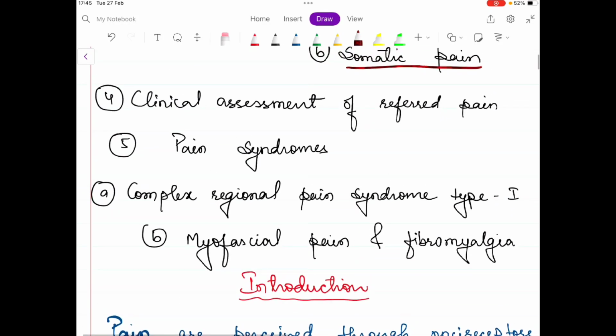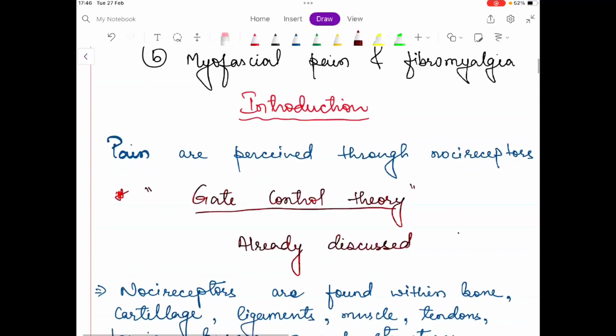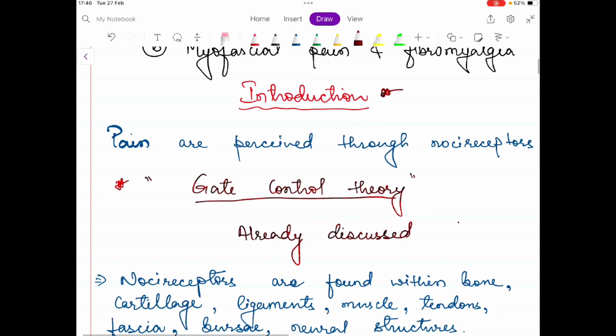And then we will learn about the clinical assessment of the referred pain. Then we will talk about the pain syndromes. There are 4-5 pain syndromes that we are going to deal with in this video. So first things first, introduction.